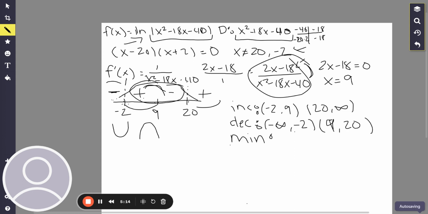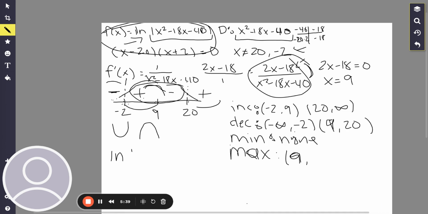First, we're going to write that there's no minimum. We still have to write none. And then for maximum, we're going to have 9 because that's the interval it's on. And then we're going to plug 9 back into this original equation. So we're going to have ln of 9 squared minus 18 times 9 minus 40. When we put that all together, we get ln of 121. And that is how you find increasing, decreasing, minimum, maximum.